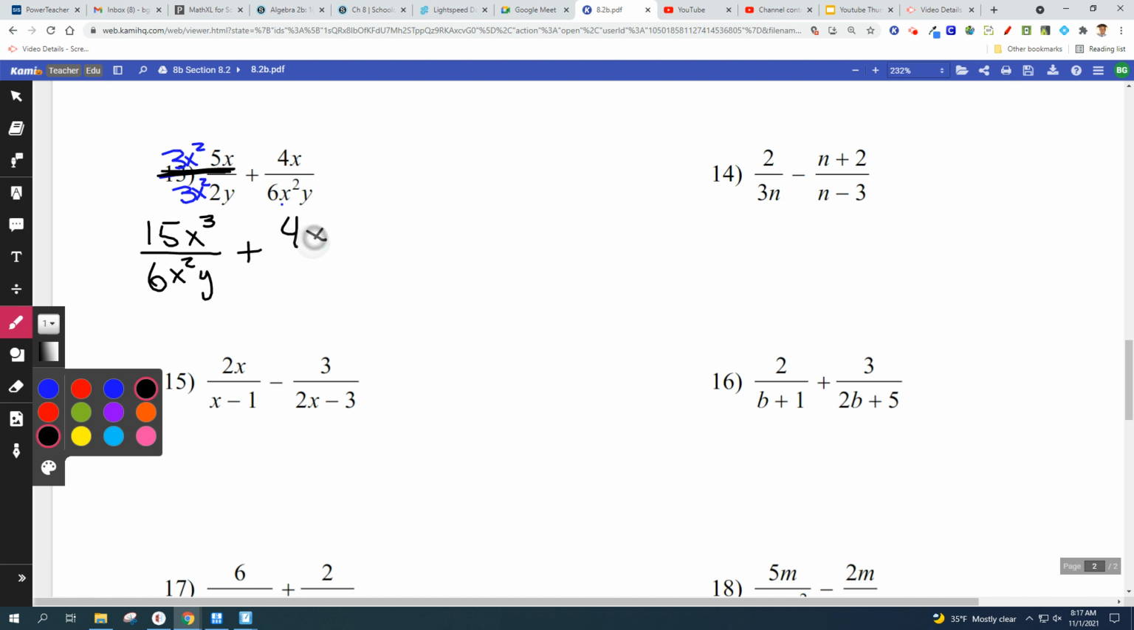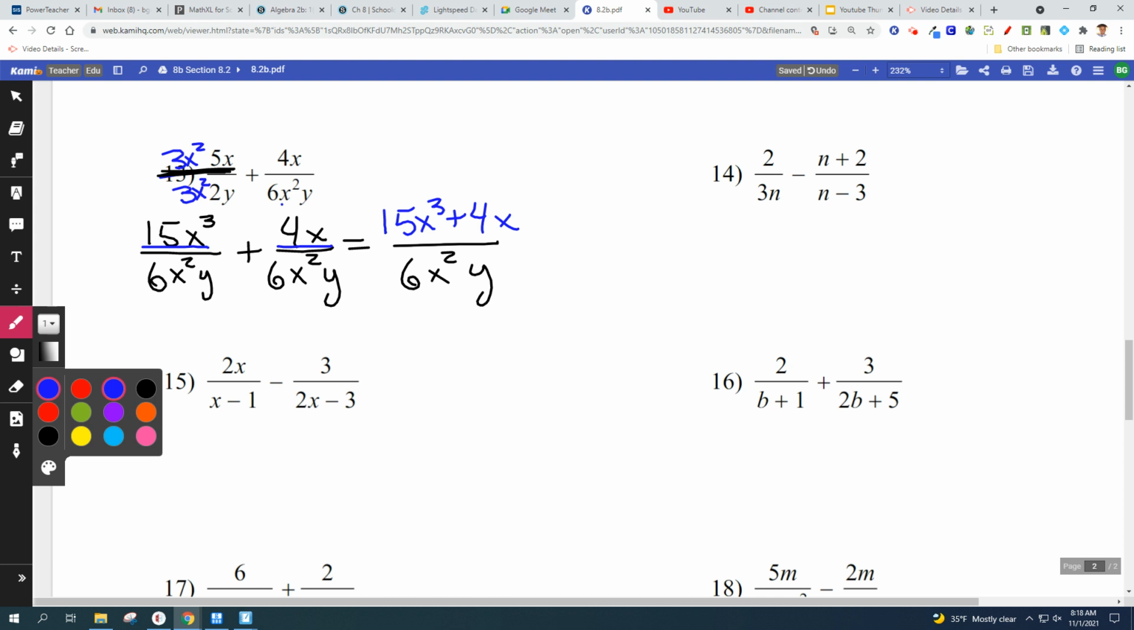Plus over here, I didn't really do anything to it. I've got this. We've got a common denominator. So we can add them, put them together into a single fraction. And this is not like terms with this. You can't combine and say 15 plus 4 is 19. They're not like terms. One of them has an x, one of them has an x cubed. So the best we can do here is just write them down. 15x cubed plus 4x. There were no like terms.